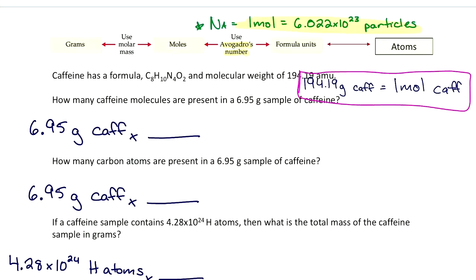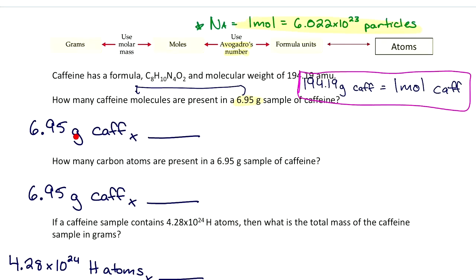So we have about 7 grams of sample, a gram amount, and we want to go to individual molecules. In order to get to molecules, we need to do a pit stop at moles first, because that's what Avogadro's number contains. 1 mole is a lot of particles. So we're still trying to cancel out units.